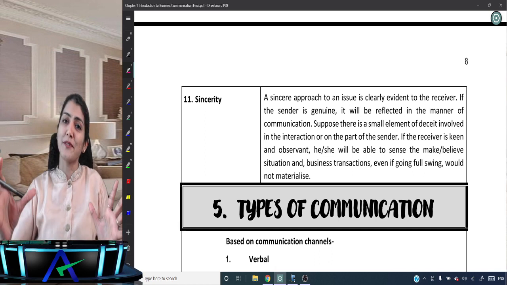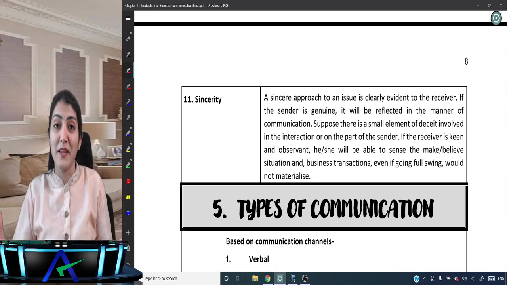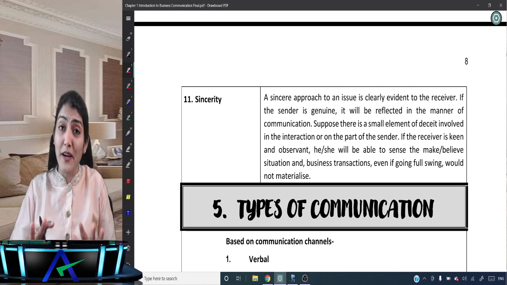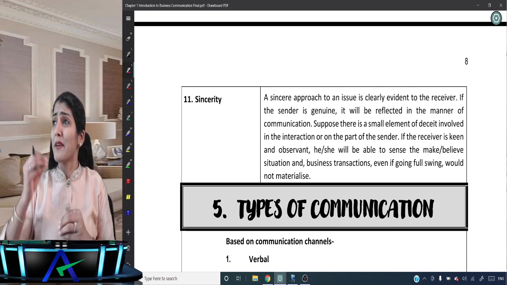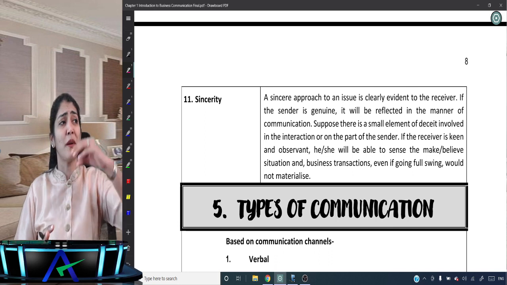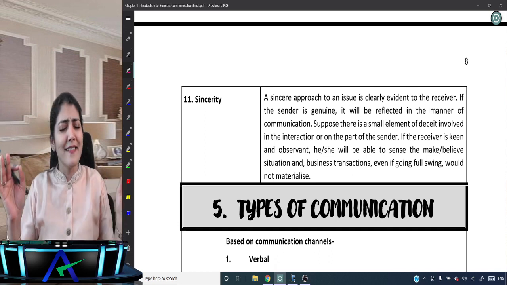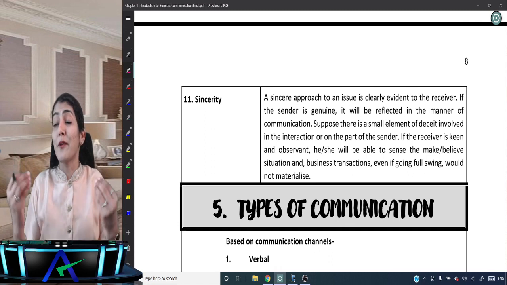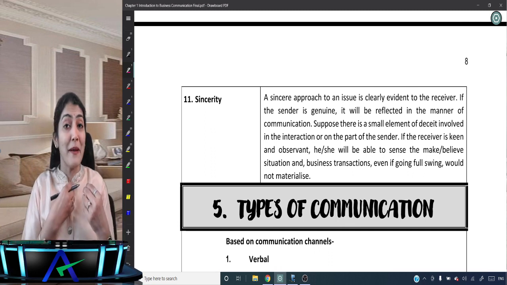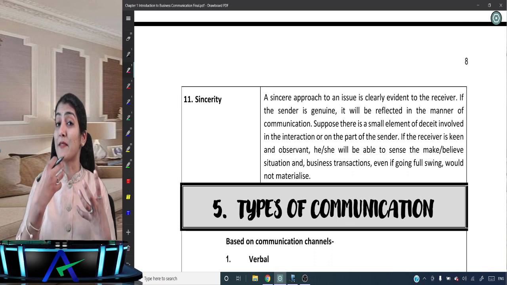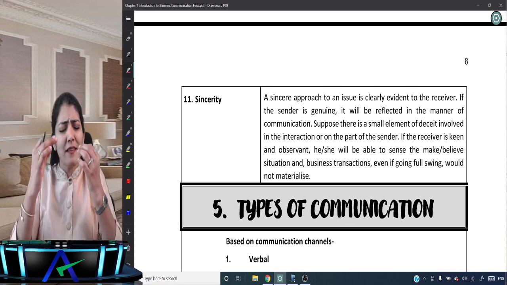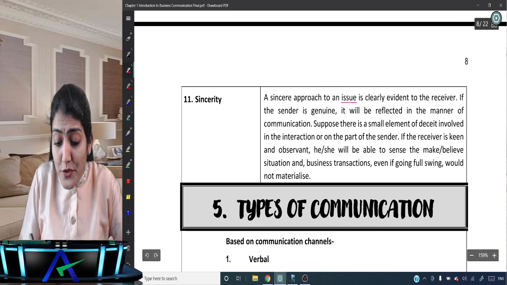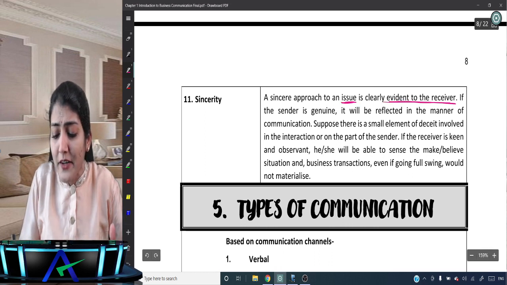What are you going to tell about it? Just a normal human being here. Be humble, be grounded, be sincere. Whether you are the CEO of the company or the leader of the country, sincerity is one of the best ornaments, it could be one of the best hats, one of the best ties, one of the best bows that you could be wearing. A sincere approach to an issue is clearly evident to the receiver.